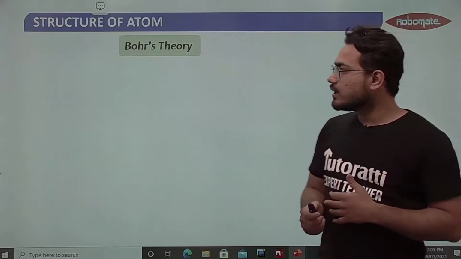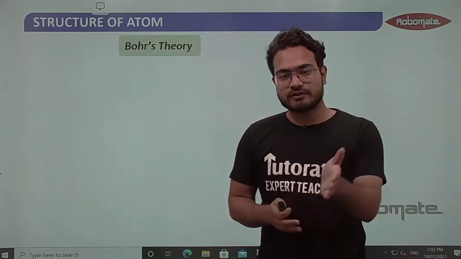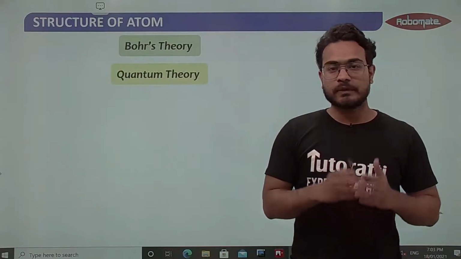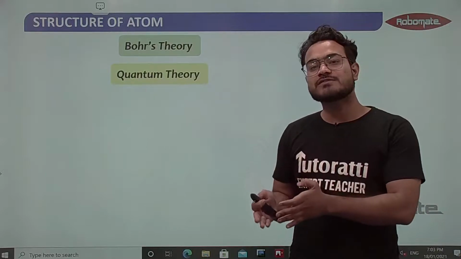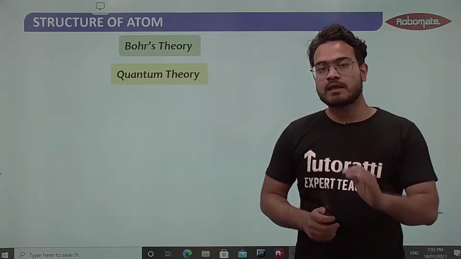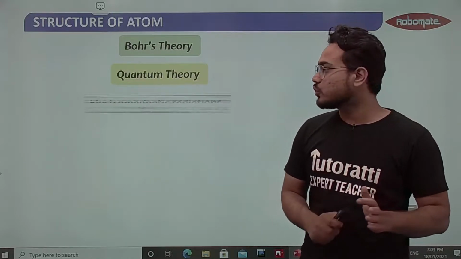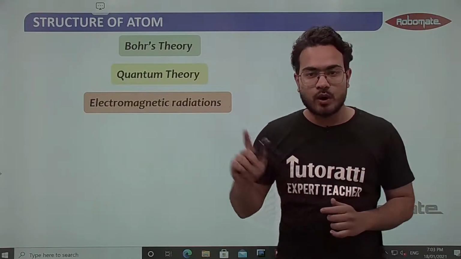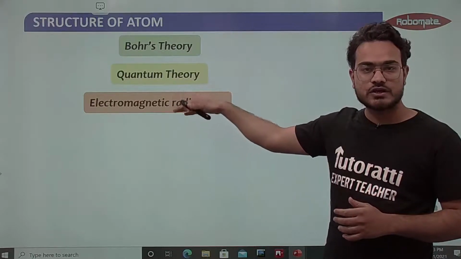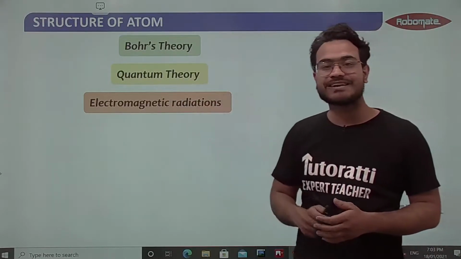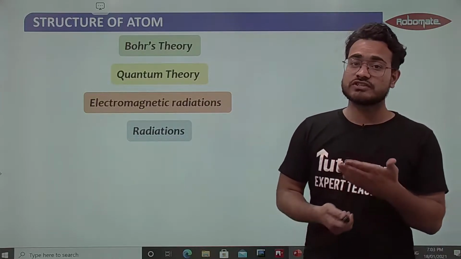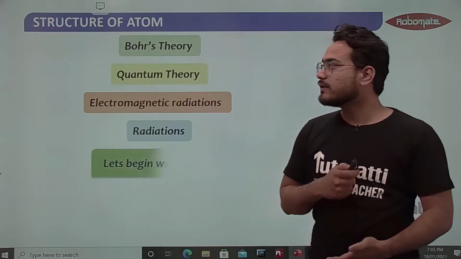After this session we are going to know about Bohr's theory, because after Rutherford, Bohr explained the atomic model in a very good way. But the current model, which is the quantum model, is explained by quantum theory. And the basis of all these things is electromagnetic radiations. So we are going to start with electromagnetic radiation.